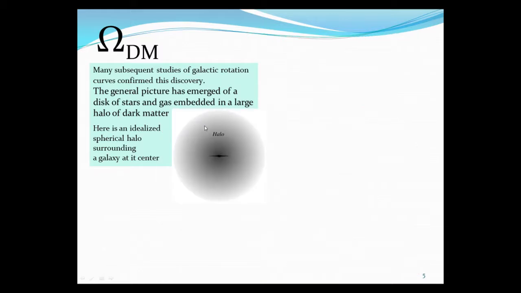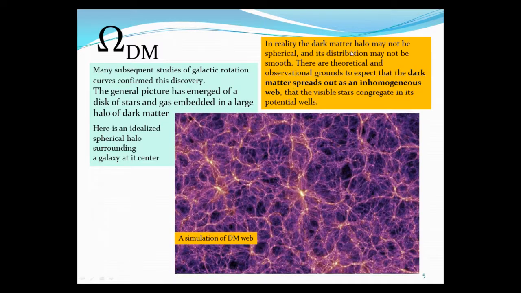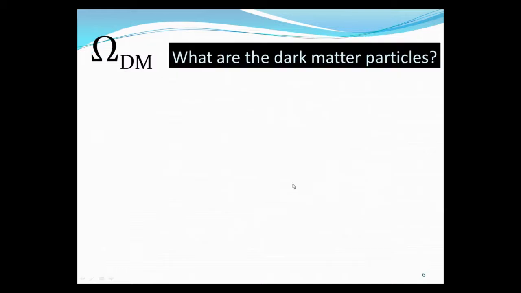Idealized in the sense that the dark matter is like a spherical distribution, but actually in reality dark matter may not be spherical and its distribution may not be smooth. In fact, there are theoretical and observational grounds to expect the dark matter to spread out like an inhomogeneous web, and the visible stars are usually congregated at the dark matter potential wells, at places with more dark matter, where the visible stars fall in. This picture, of dark matter halos and dark matter webs, is a computer simulation of dark matter distributions.